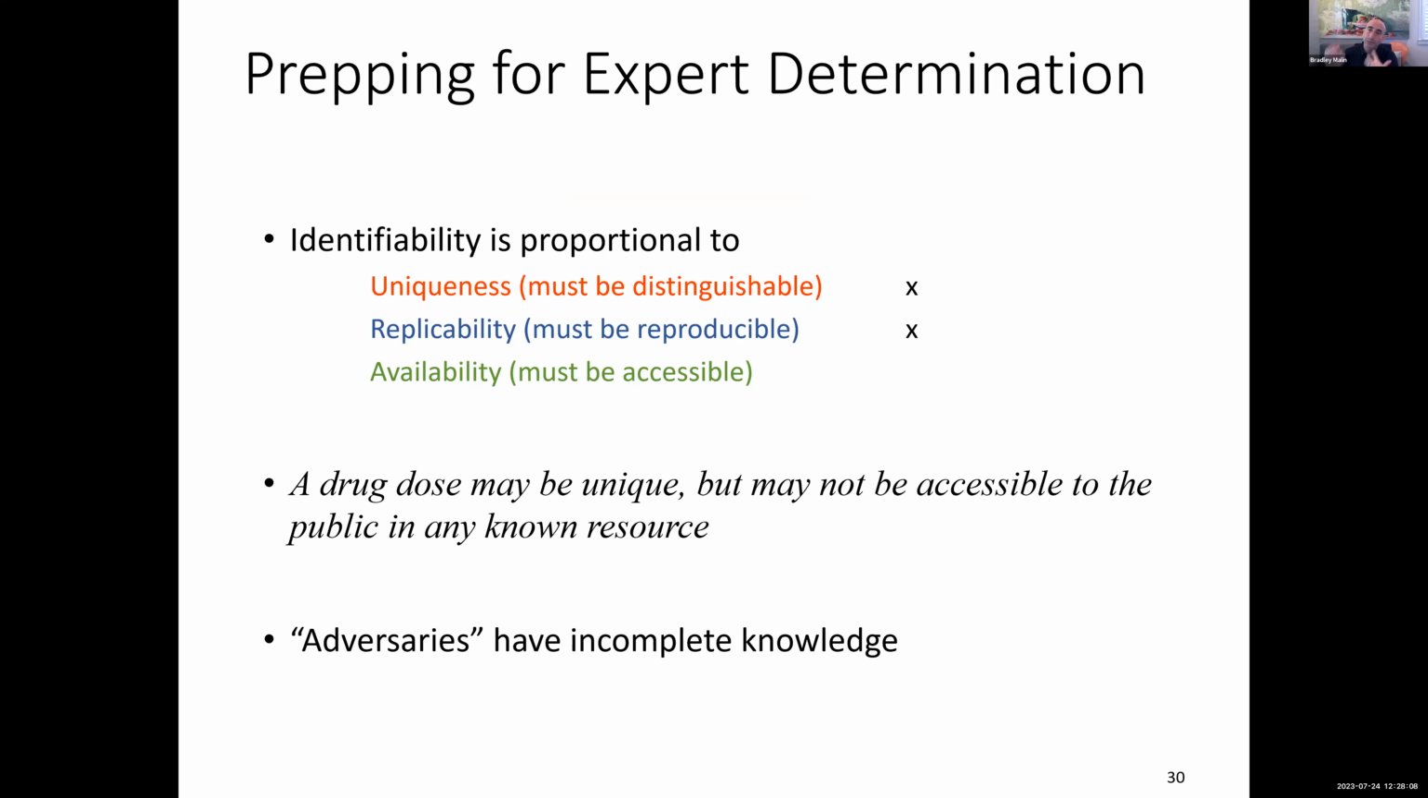So when you run these types of risk analyses, this is the whole modeling component that I've talked about earlier. You're asking these questions: under what conditions is the data of concern? And how did we make a decision that we were going to share all of the drug-related events with a patient? We said, well, a drug dose may be unique. The combination of your drug doses may be unique over time, but these are not accessible to the public in any known resource that we're aware of, right? Similarly, adversaries who are receiving the data don't have every piece of knowledge about somebody. So we have to model this notion of incompleteness.